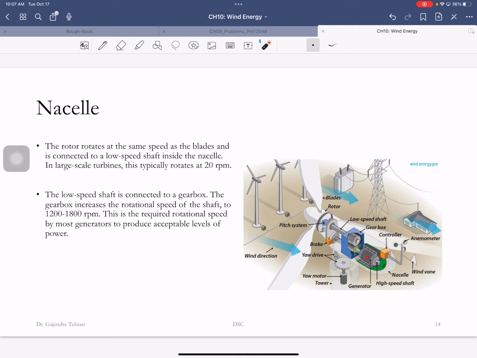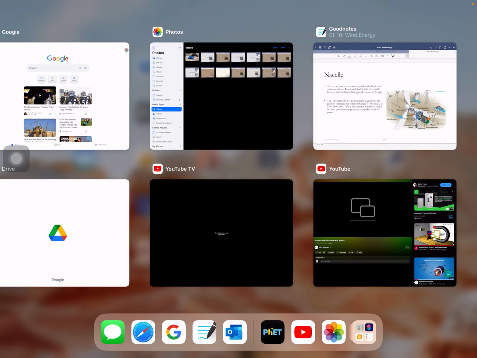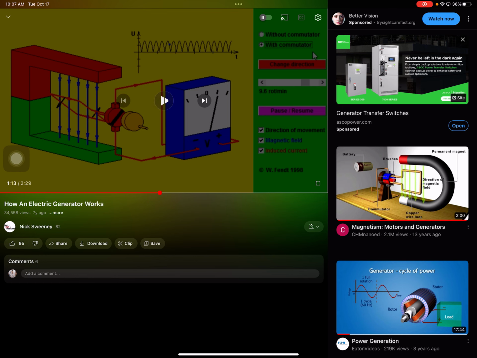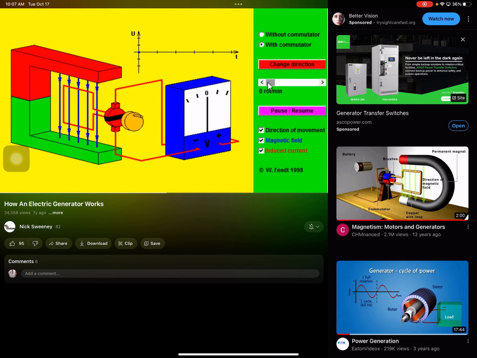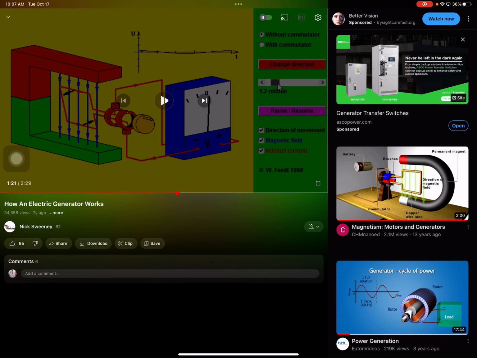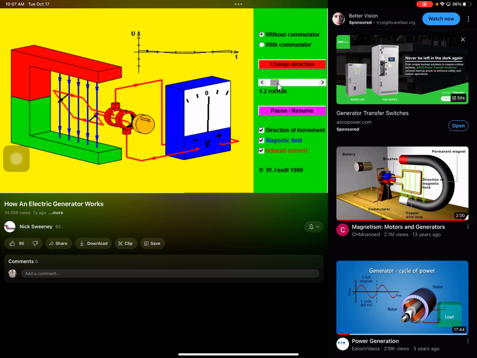But the wire inside the generator has to be rotated at about 1200 to 1800 RPMs. So the blade is rotating at 20 RPMs, and then you've got to speed it up, and that's where you need the gearbox.